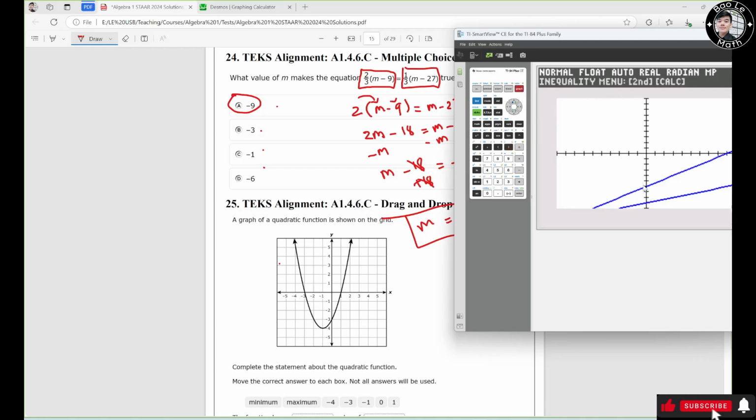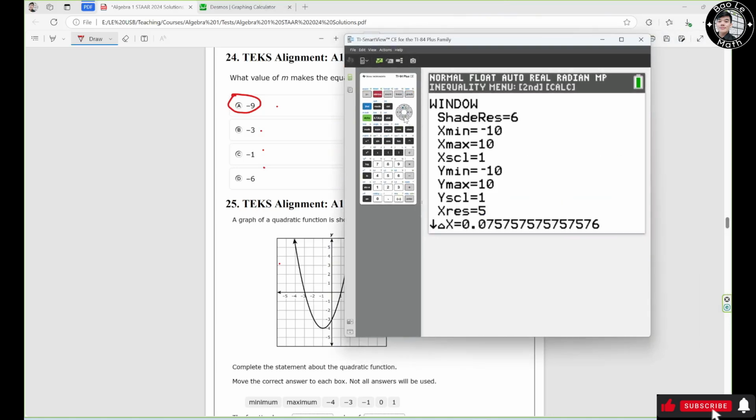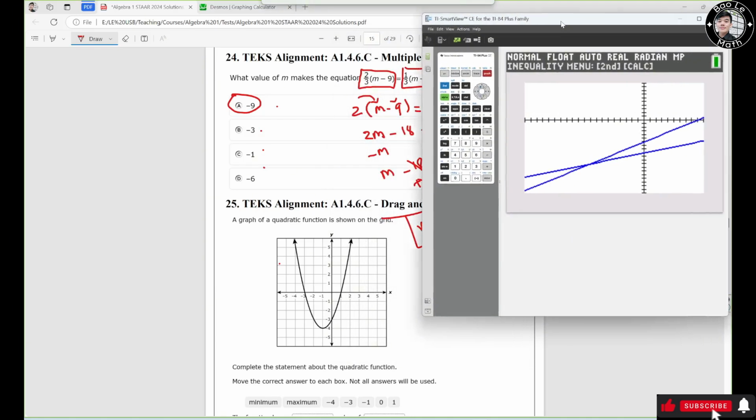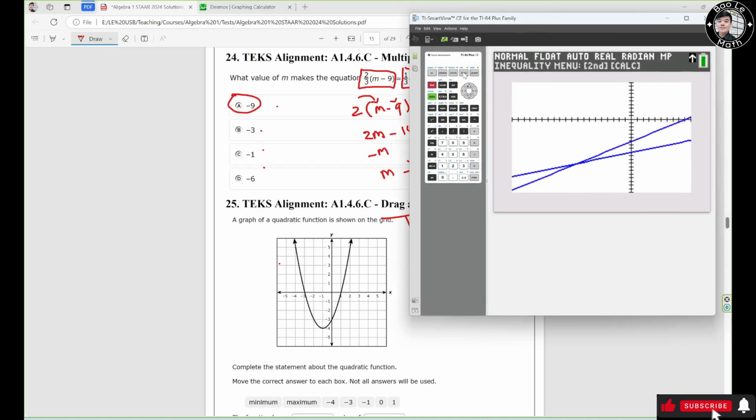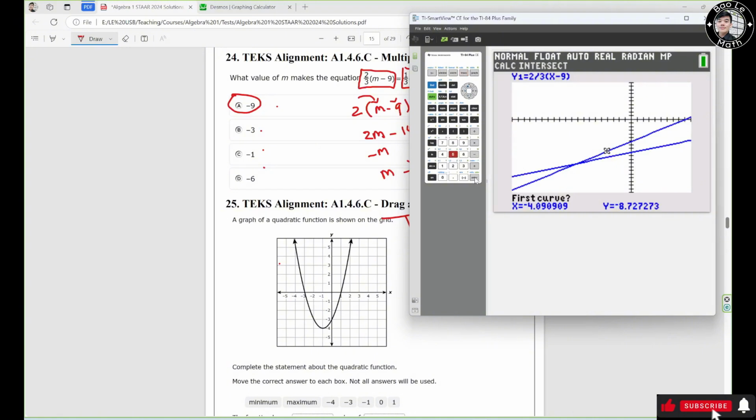And we see that the two graphs intersect at a point right here. Now we don't see that point, so we need to adjust the window. We hit the window range right here. Now we need to extend the s minimum and y minimum because it's far to the left, so I put negative 20. And then the y minimum right here, I put negative 20. And I hit graph, it's right here. Alright, so I need to find the intersection. So I hit second trace. Now number 5 right here, intersection. And then I hit enter 3 times: 1, 2, 3. And then s equals negative 9 right here, which means m equals negative 9.